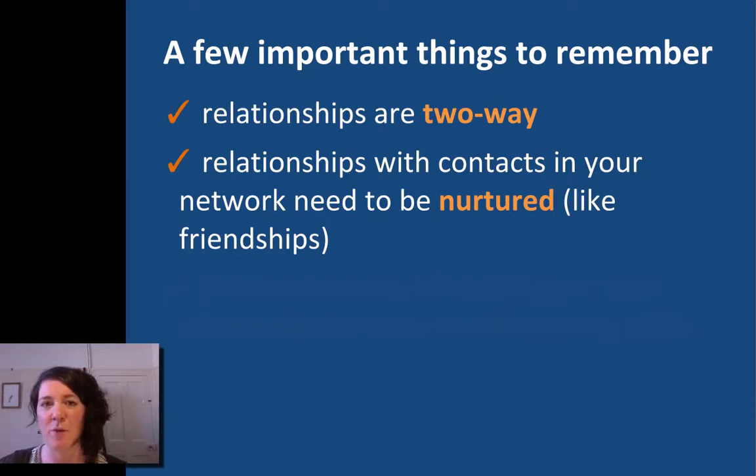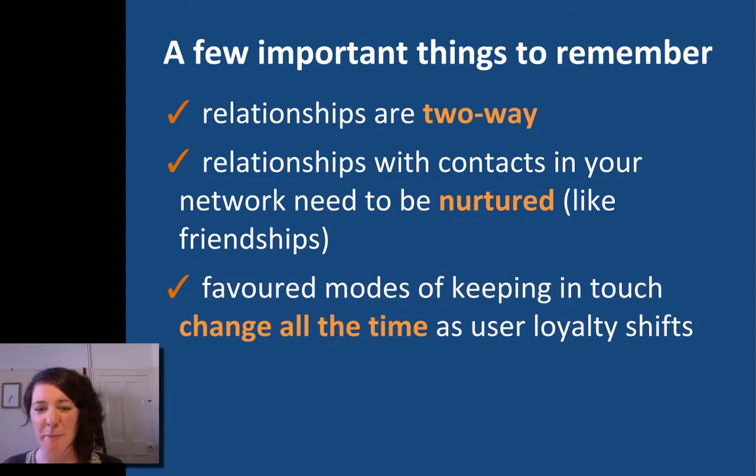When you're thinking about the way in which you're building your network, it's useful to remember that these favoured modes of keeping in touch change all the time as user loyalty shifts. So a particular social network that might be really popular today, people might have left it within 6 months or a year's time. So you need to really find and shift and change with people's different favoured modes of keeping in touch. So it's often not worth just being stubborn about it and saying, oh, I only want to keep in touch with people in this way, because actually, people will move on to different networks and different modes of doing things all the time. So it's worth keeping an eye on that and understanding what those shifts are.